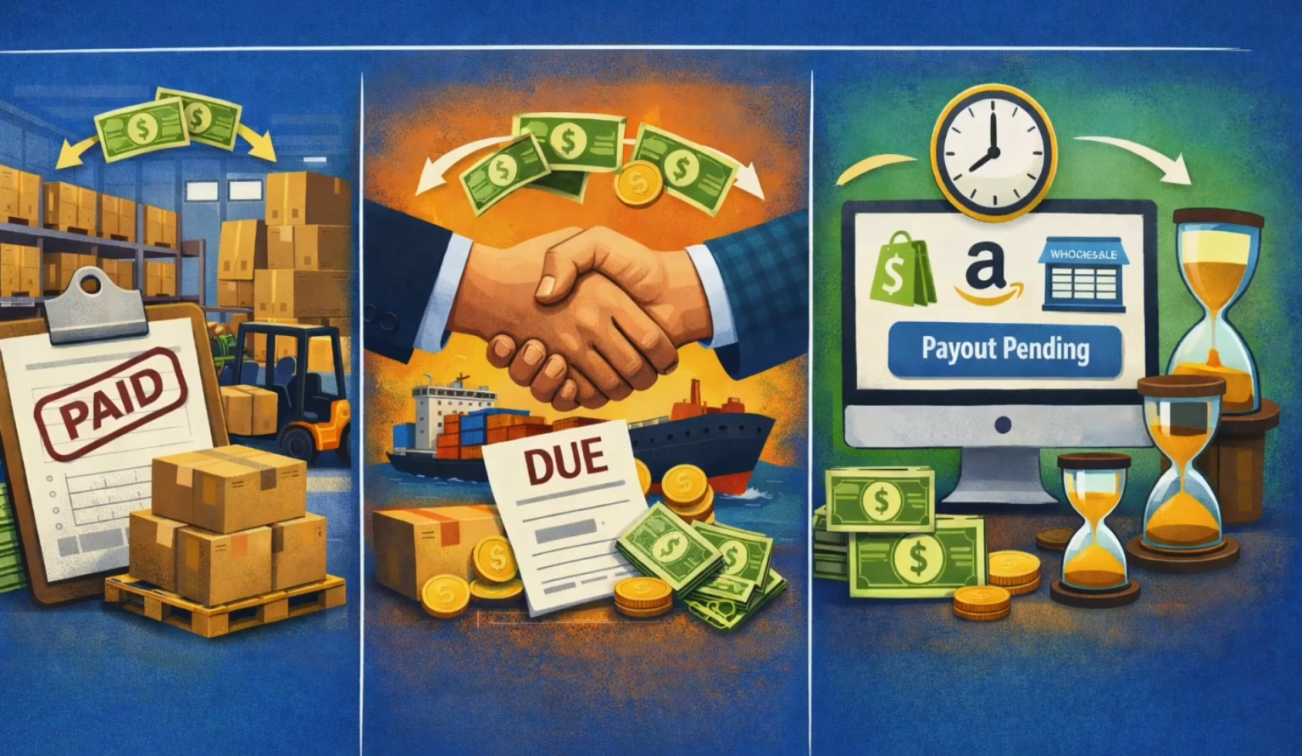You pay suppliers before customers pay you. You wait on payouts from Shopify and Amazon and wholesalers. The longer the cycle, the more cash you're going to need. That is why understanding the cash conversion cycle is non-negotiable. At its core, the cash conversion cycle measures the time between paying cash in and getting cash back out. It has three components. Let's look at them.